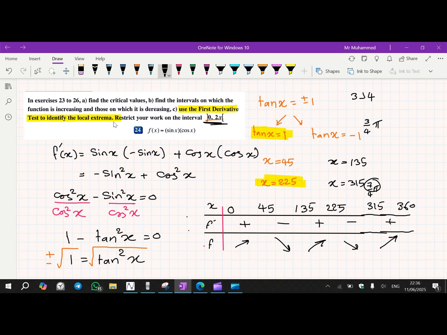Finally, we need to find local extrema, and local extrema means maximum and minimum. This is maximum, 45. Put 45 back into the original function, get the y value, then as point 45 and the result of inputting 45 here together will be a local maximum. 225 the same will be maximum. And how many minimums are there? 2. 135 makes it minimum, and 315 is minimum, and these are maximum. Right, question 24 is complete.